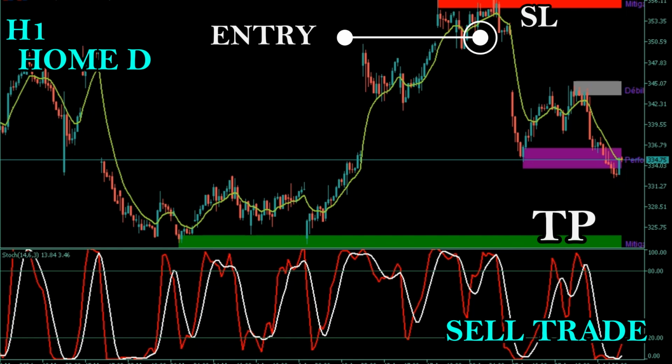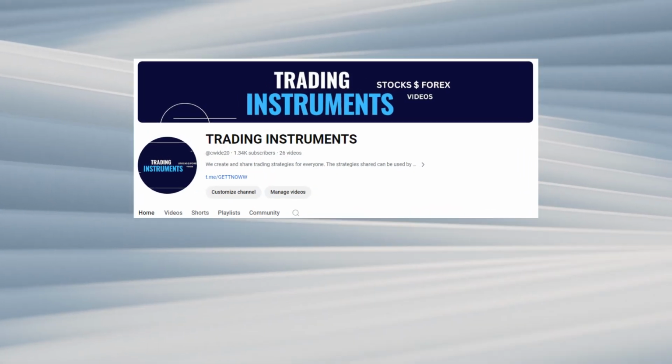So guys, if you have a day job and you don't have time, this is a perfect strategy for you. Since you will be trading zone to zone, identify your zone, place your entry, set your take profit, set and forget. And this will allow you to supplement your income, guys.